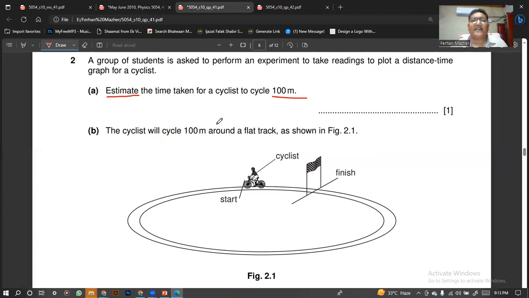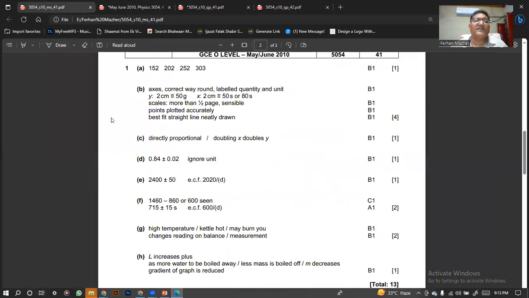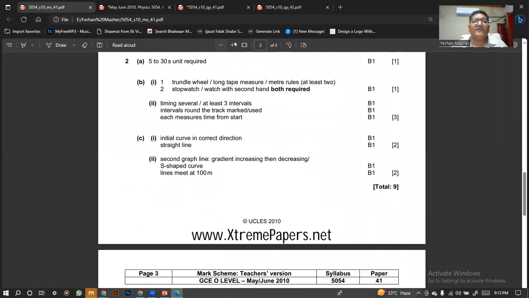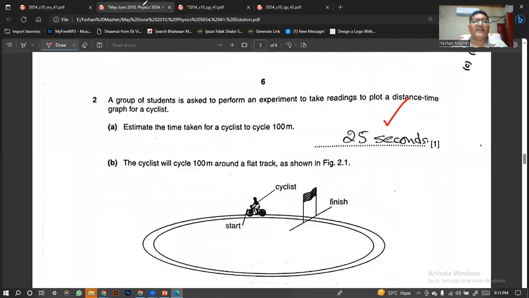It might take 20 seconds. It might take 25 seconds. It might take 30 seconds. So it's just 25 seconds. We think it will take 25 seconds. Okay, so I think the answers are right.